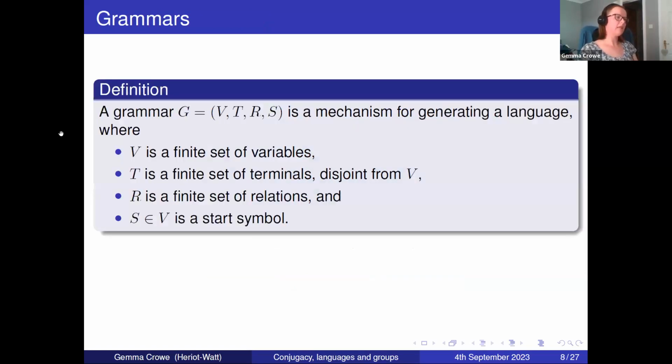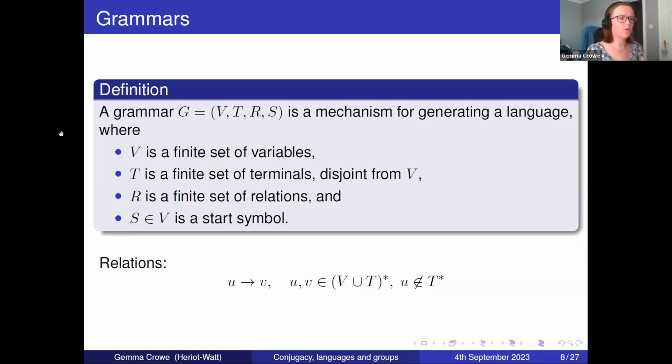So formally speaking, we need a four-tuple, which consists of some variables, some terminals, some relations, and in particular, a start symbol from your set of variables. Out of the relations, one thing I do require is I'm mapping a word u to a word v, which is taken from the union of variables and terminals. But the crucial thing is my word u can't just consist of terminal letters. It must have some variable letters in there as well.